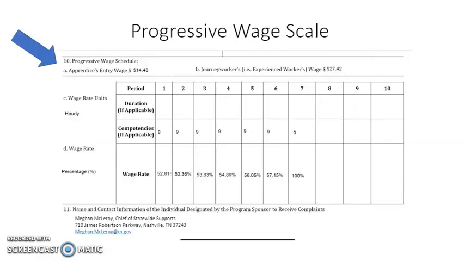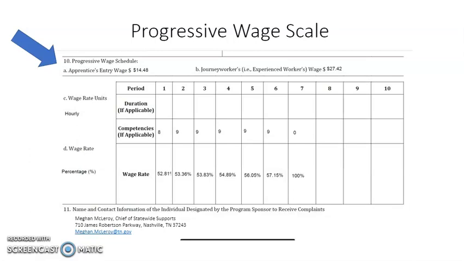The progressive wage scale outlines the progressive wage an apprentice will earn as they gain required on-the-job learning hours and experience in the field. The district provided a progressive wage scale in Section 7 of their application, and this information should be used to complete number 10.